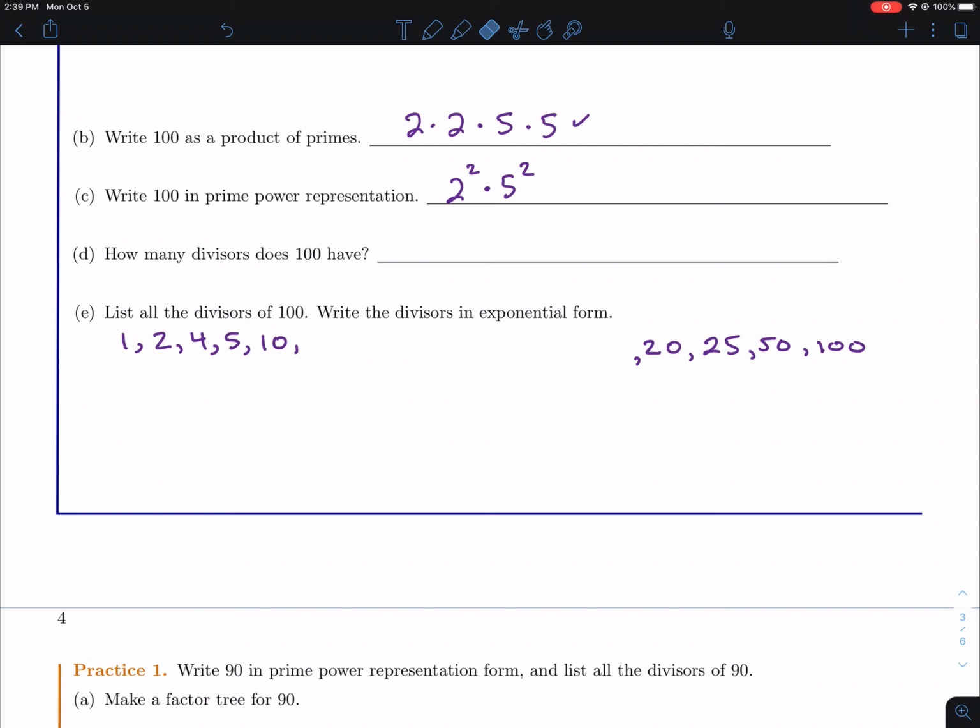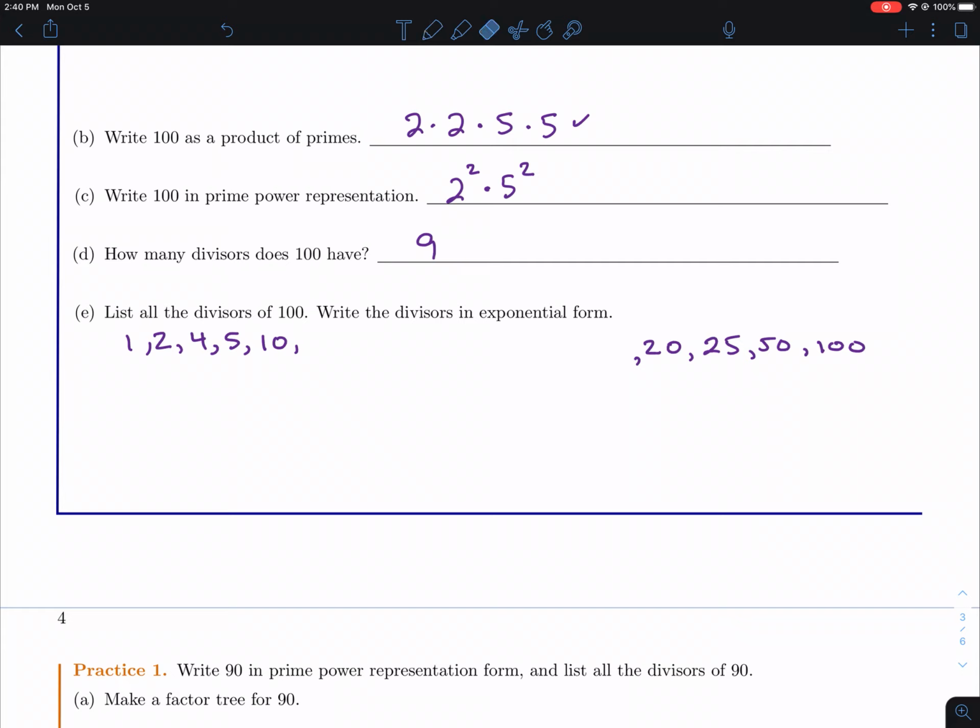So that should give us everything then. That's what will happen when you do this: you'll either duplicate something or you'll end up meeting in the middle. So it looks like our divisors are 1, 2, 4, 5, 10, 20, 25, 50, and 100. I've got 1, 2, 3, 4, 5, 6, 7, 8, 9. So it looks like I've got 9 divisors total.